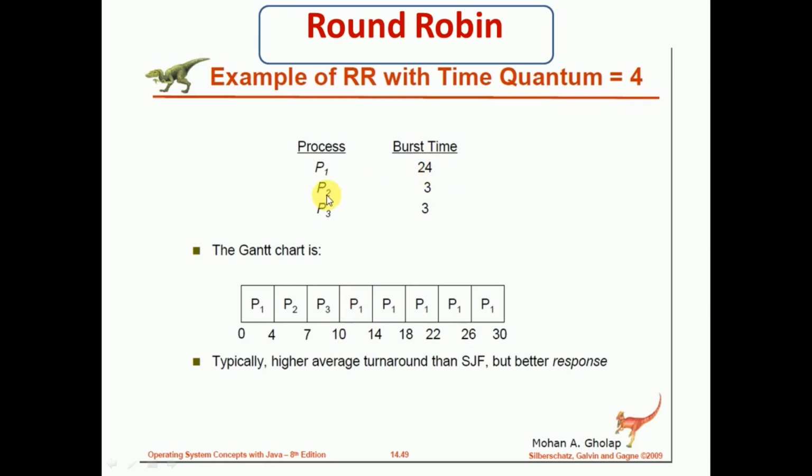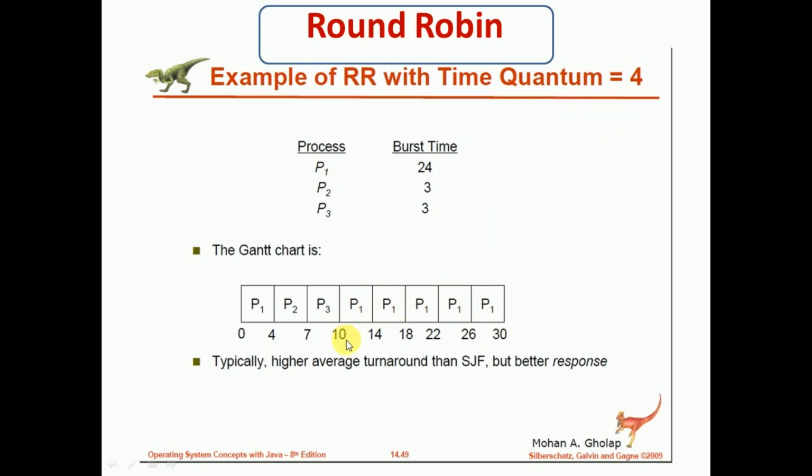So after that, again it will check for P2. For P2 the remaining time is 0, and for P3 also the remaining time is 0. So we don't have any other process apart from P1. That's why P1 itself will be executed for 4 milliseconds.